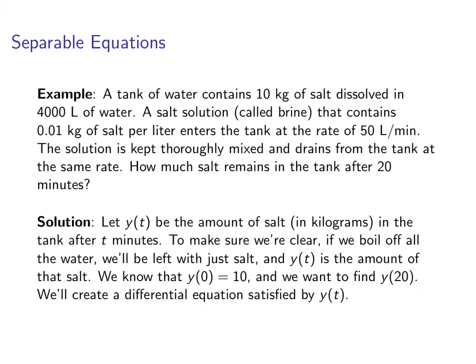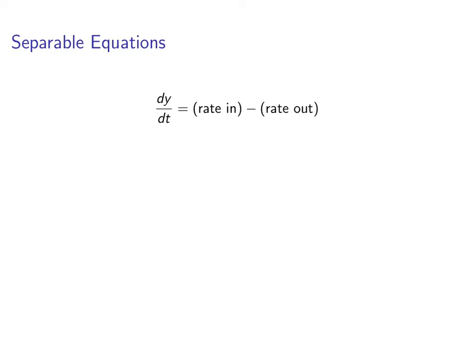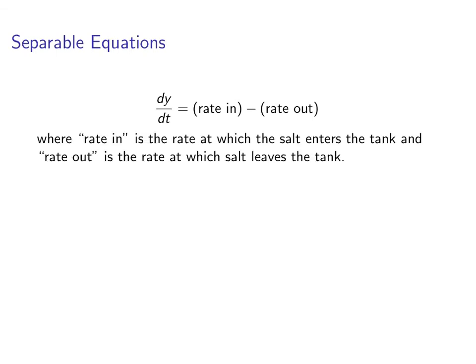So what I'd like to do is create a differential equation that's satisfied by y of t. Now dy by dt is the rate of change of the amount of salt. And the way we can write this is to say that dy by dt is the rate in minus the rate out. So rate in is the rate at which the salt enters the tank, and rate out is the rate at which the salt leaves the tank. So let's figure out what the rate in is.